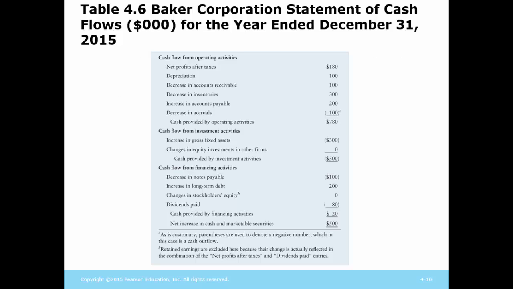Again, we saw this table before. I don't want to harp on this table, but for this particular company, here's the cash that came in, $780,000 from operations. They spent $300 on new assets through their investment activities, and in the end, they actually received $20 net from their financing activities. So in the end, they ended up having $780 plus 3 minus 300, that's $480. Add the 20. The net increase in cash to the company was $500.